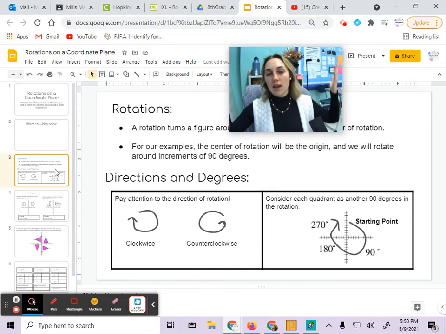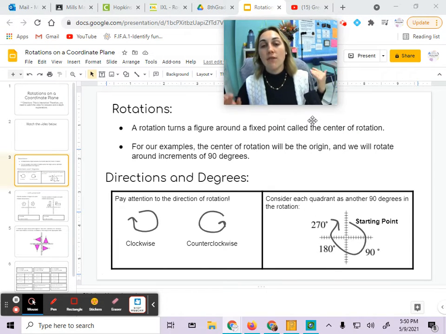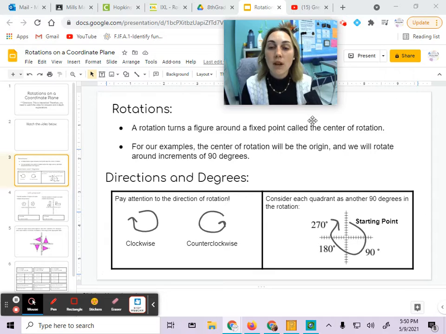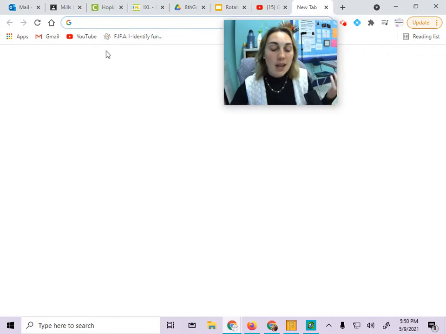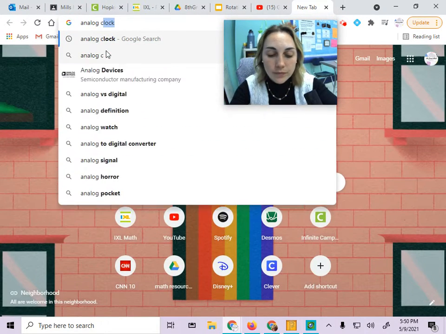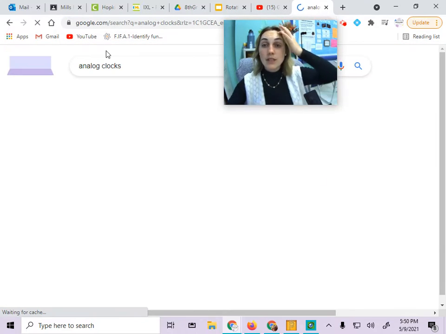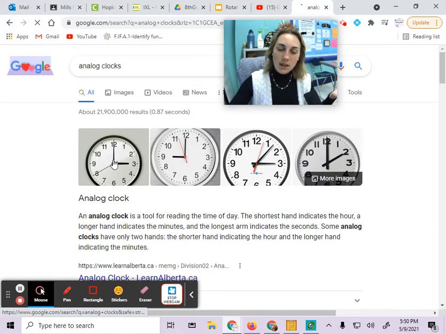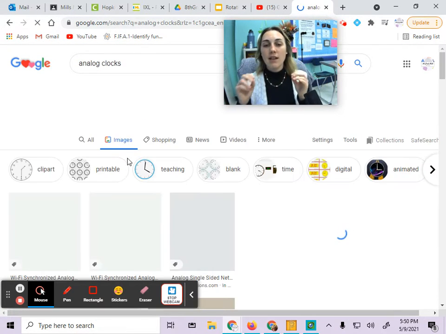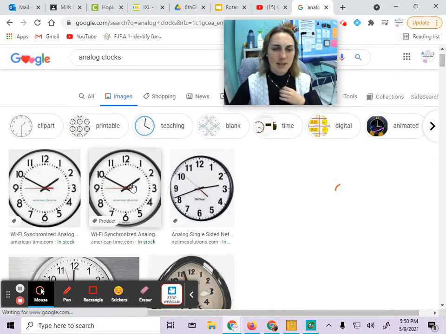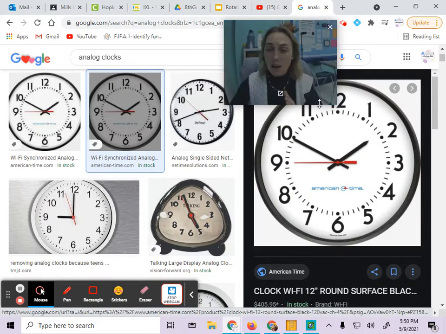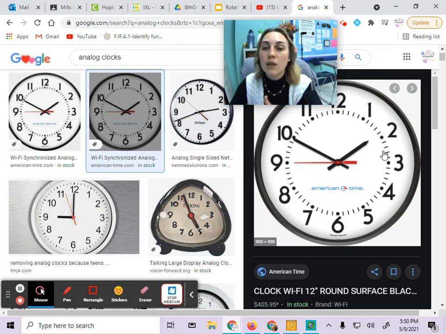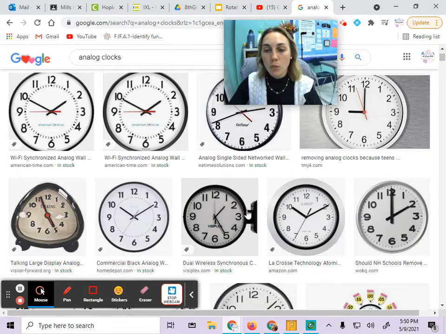So rotations. First things first, a rotation is a figure that turns around a fixed point called the center of rotation. Think about it this way. Analog clocks. If you've ever seen one of those, which I bet y'all have, all the arms on a clock, they move around a center of rotation, which is right here, and they go clockwise. There's a way that they go clockwise, which is this direction.